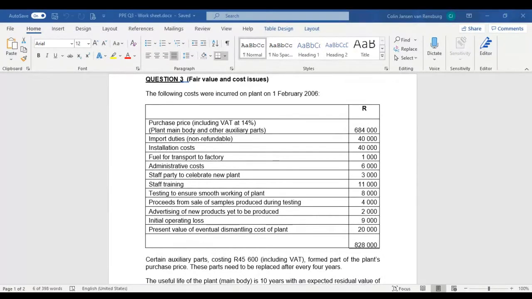So that staff party, if you say it's necessary, which it's not, but maybe it is for the good human relations within the company, does it change the condition of the plant if you have that party? Yes or no? Exactly, Valile. No, exactly, Zulani, Ngubile. It doesn't change the condition of the asset itself. Does it change the location of the asset? Yes or no?